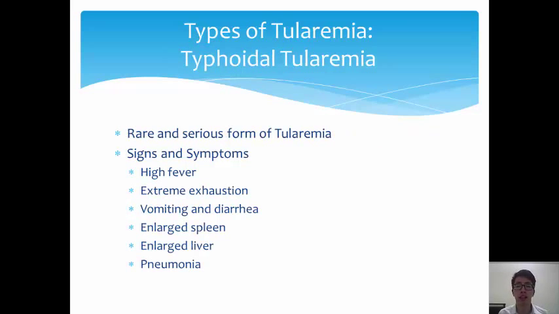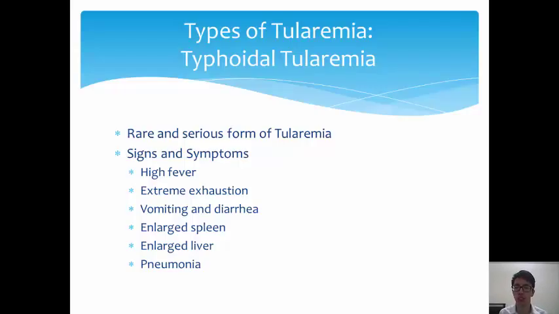The sixth and final type of tularemia is typhoidal tularemia. This is an extremely rare and serious form of tularemia, and some of the signs include high fever, extreme exhaustion, vomiting and diarrhea, an enlarged spleen, an enlarged liver, and pneumonia.